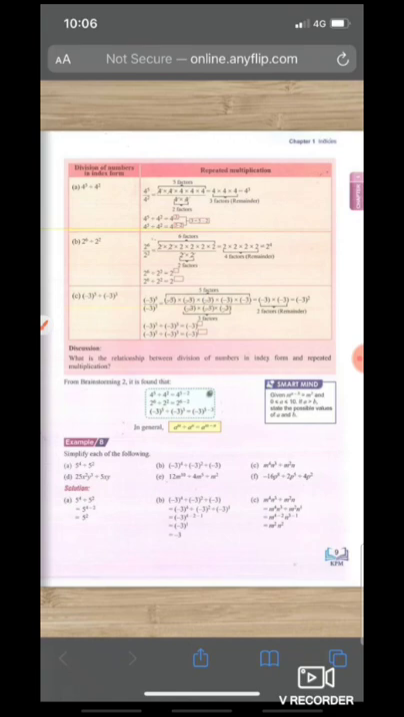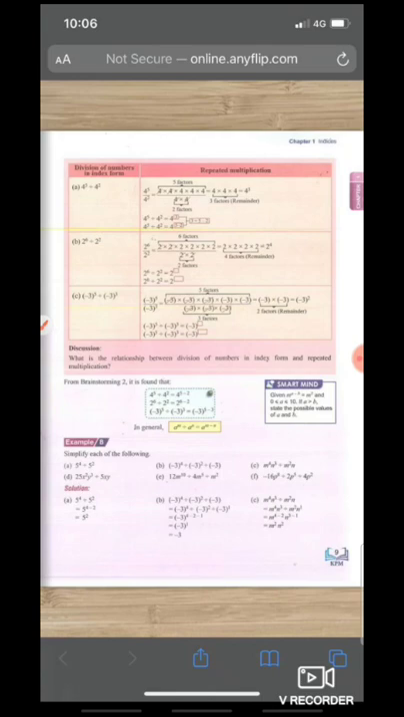So we look at the next one, division of numbers in index form. The previous one was multiplication, and this one is division. Division is also really good, for me, not too hard, not too easy. So A is 4 to the power of 5 divided by 4 to the power of 2.